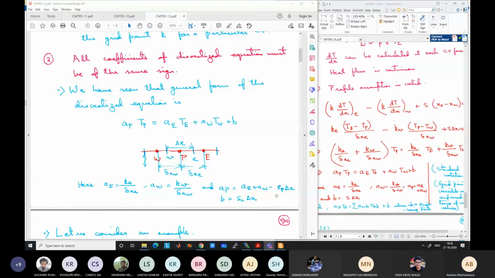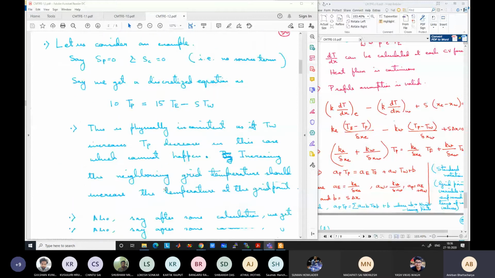You can ask how to ensure that this is always negative. That we will discuss later. But we have to ensure that SP is always negative. If SP is always negative, this will always be positive, so AP is always going to be positive. So all the coefficients will be of the same sign.